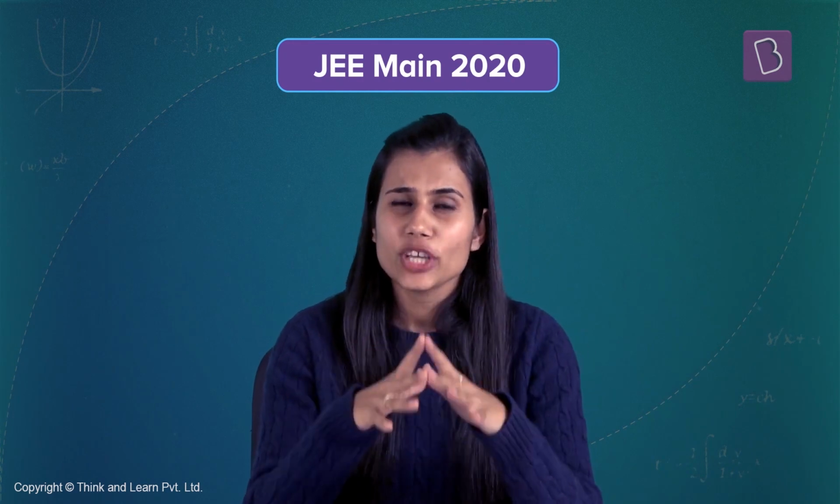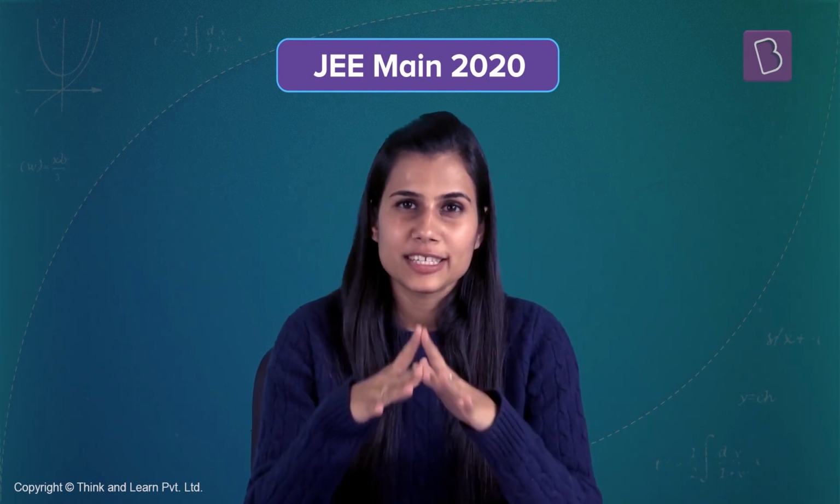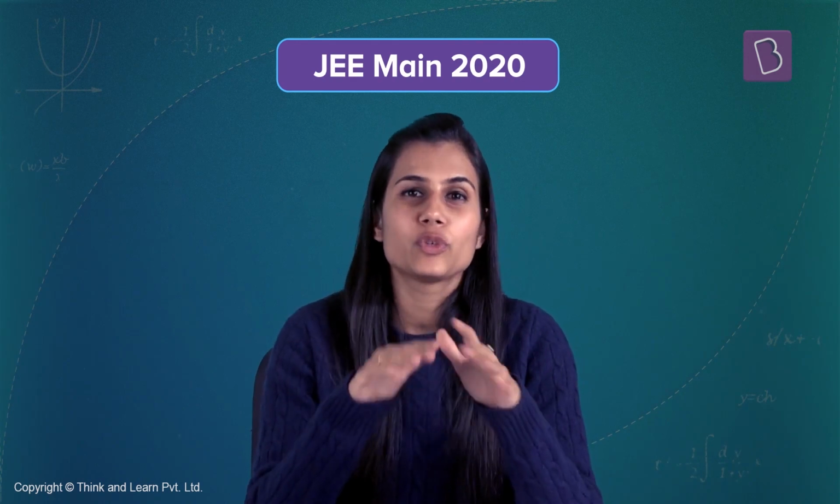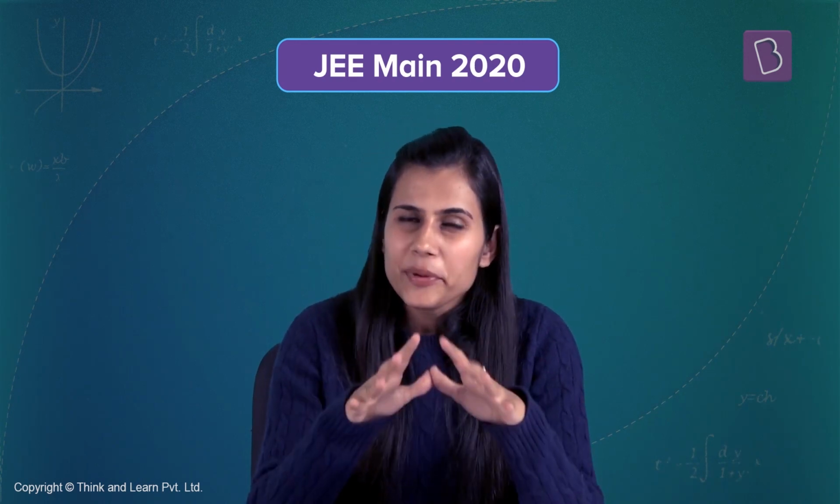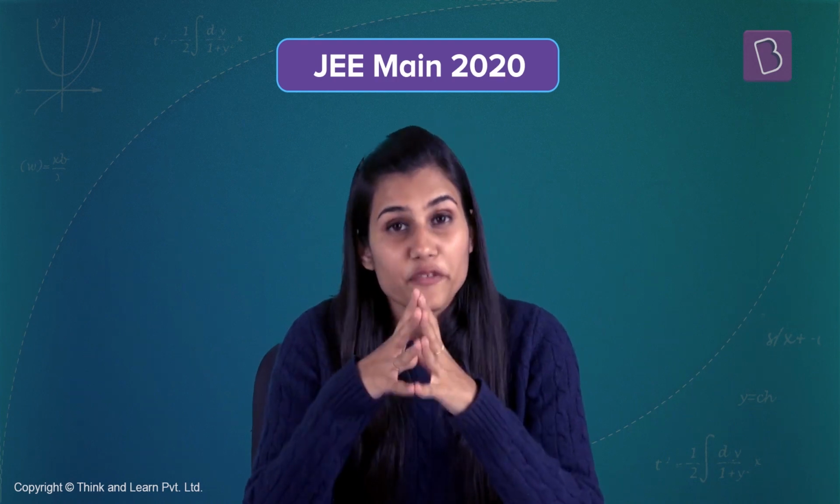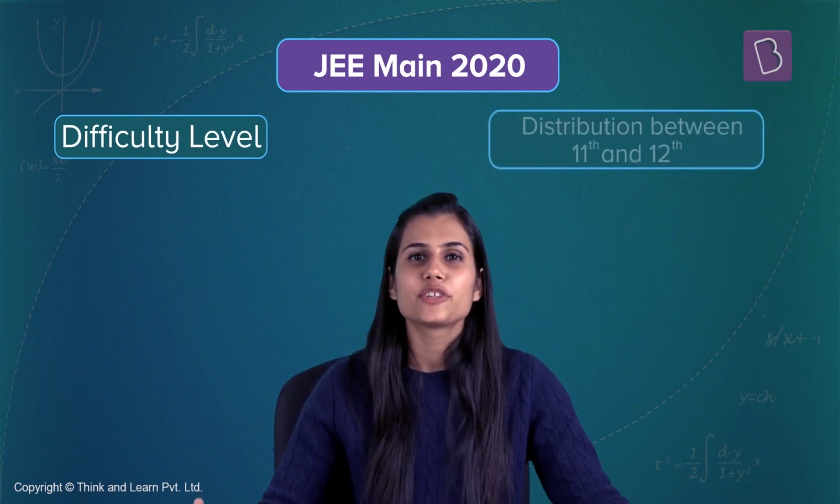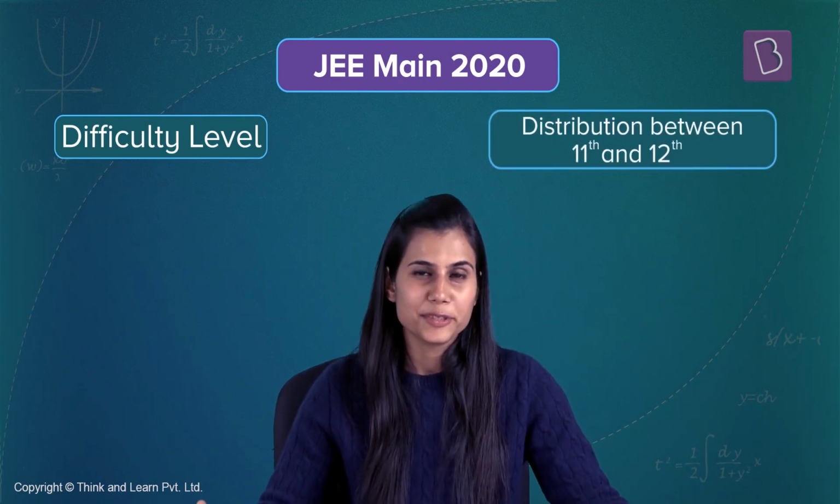Now let's focus on the change in pattern which happened for the first time this year. As observed, the 5 newly introduced questions which were numerical based were pretty high on arithmetic and yes, were lengthy. Now let's talk about the difficulty level of the paper and the distribution between 11th and 12th standard.